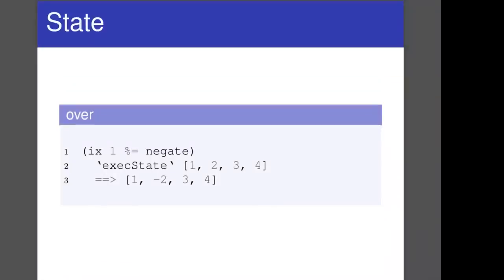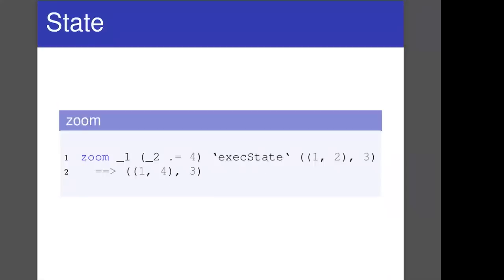Over percent equals lets me apply a function to the thing in my state, so it's like modify, except it's modify of potentially a sub-element. ID, the function ID, is an iso, because everything is isomorphic with itself. So if you had a state that was just a number and you wanted to apply a function to it, you could also write id percent equals function, and it would apply that function to the current state.